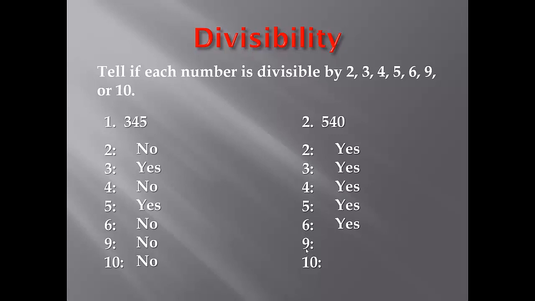Now we'll look at our rule for 9. For 9, we add up our digits. 5 plus 4 is 9, and 9 plus 0 is 9. 9 can be divided by 9, so our answer again is yes. So now we'll look at our rule for 10. Our rule for 10 is that the number ends in a 0. And 540 does end in a 0, so again we're going to have yes.